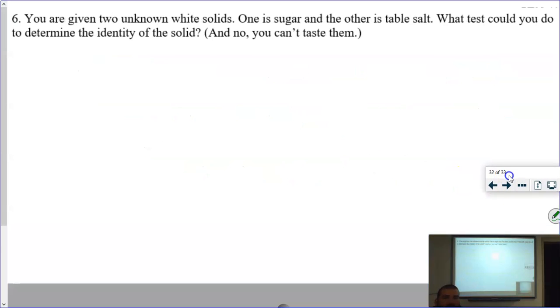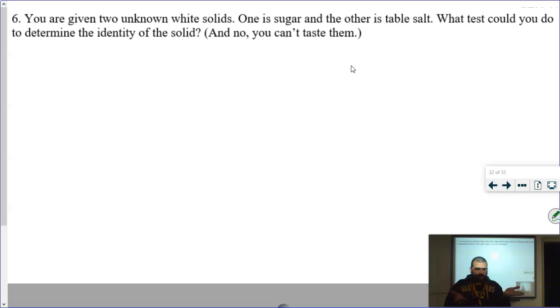So, all right, number 6, you are given 2 unknown white solids. One is sugar, one is salt. What test could you do to determine the identity of the solid? And no, you cannot taste them. Okay, so generally, in science and chemistry in the lab, you're not eating things. It's not a good idea. I wouldn't recommend it. So let's take that out of the equation because, yes, I know that's the easiest answer and the one that most of you would have probably written down.